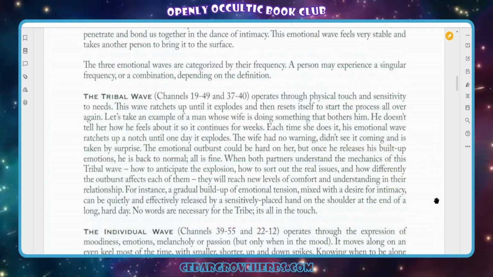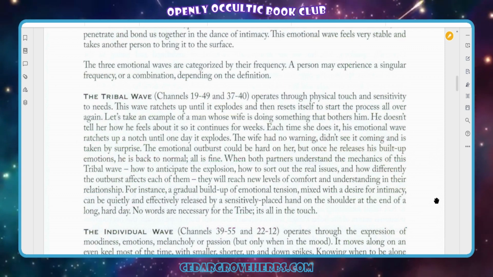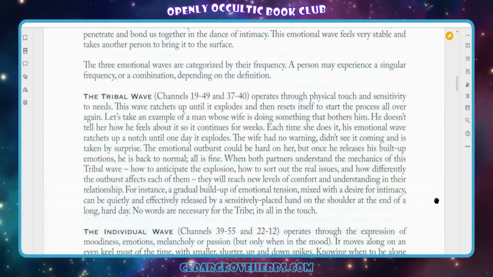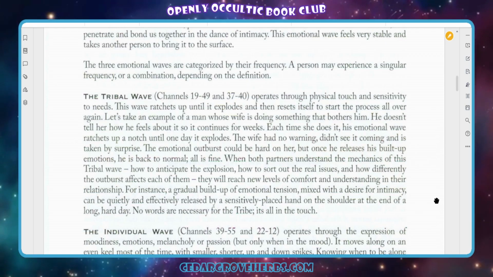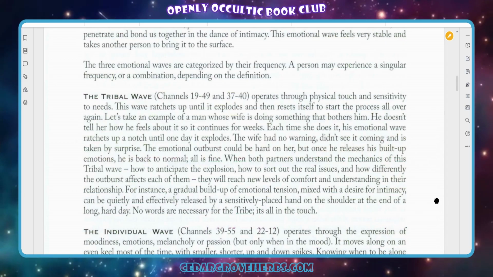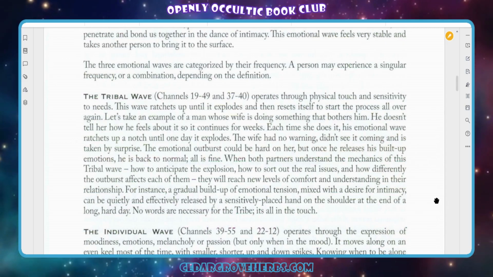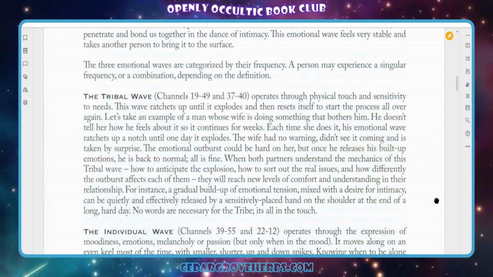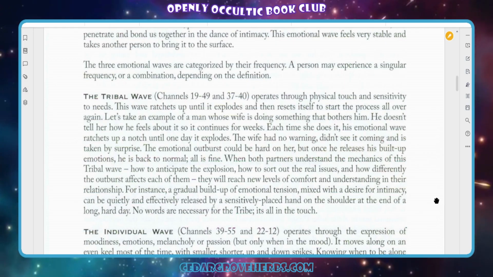For instance, a gradual buildup of emotional tension mixed with a desire for intimacy can be quietly and effectively released by a sensitively placed hand on the shoulder at the end of a long, hard day. No words are necessary for the tribe. It's all in the touch.